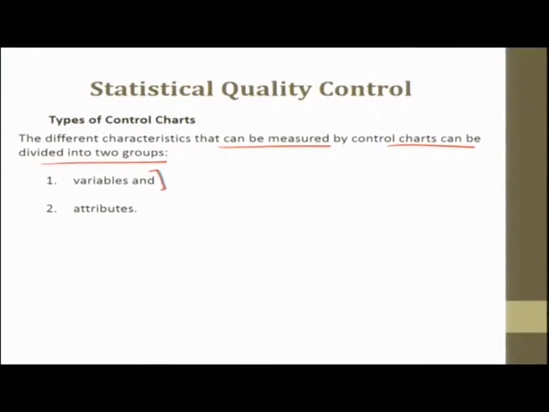Then the diameter of the pieces that we have manufactured, the size of the gear tooth, and all those are variables. Attributes are used to monitor characteristics that have discrete values and can be counted. So it is used more for discrete values or things that can be counted.